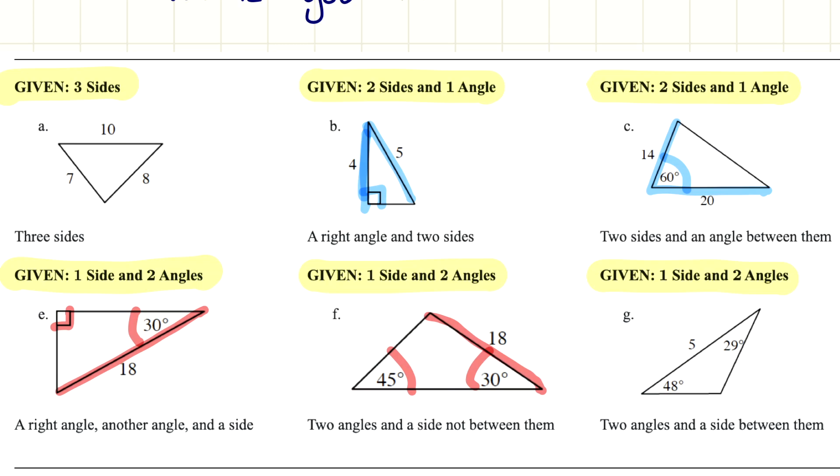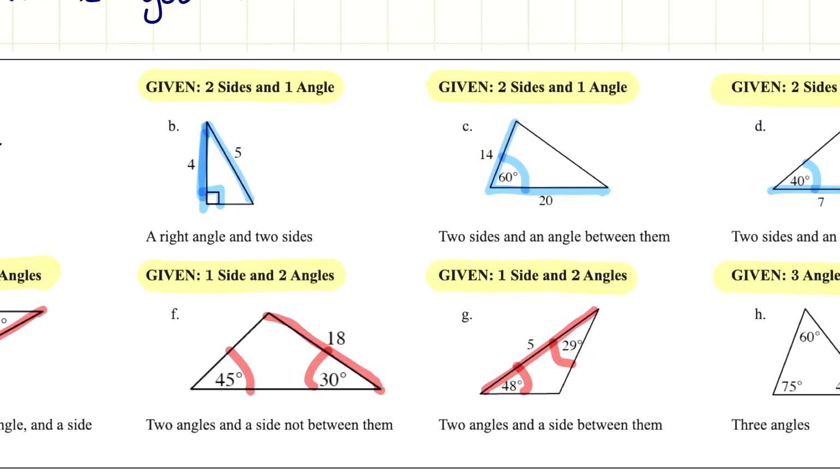And then the third one, again, we have a missing side. We have a side given to us, and those two angles again, but you'll notice the difference in the location. Here, this side is not between the two angles. Here, this side is between the two angles. So you'll notice the difference in location. All right, does it matter or not?